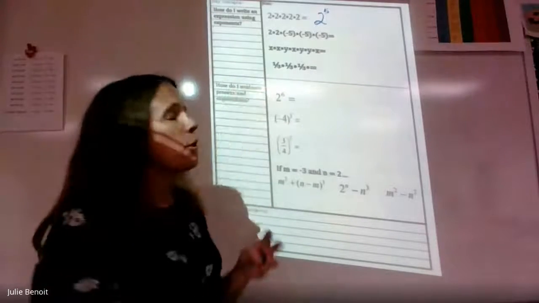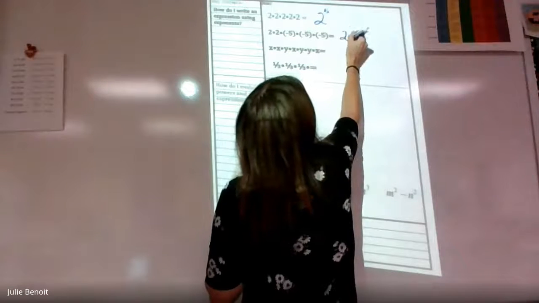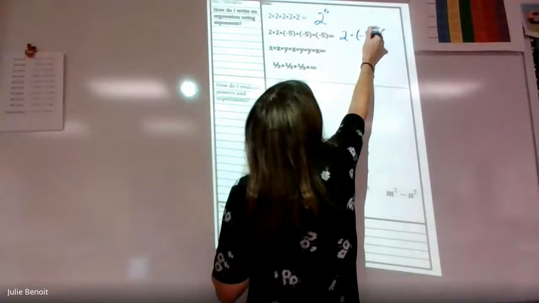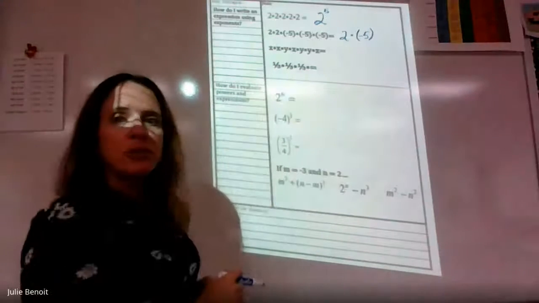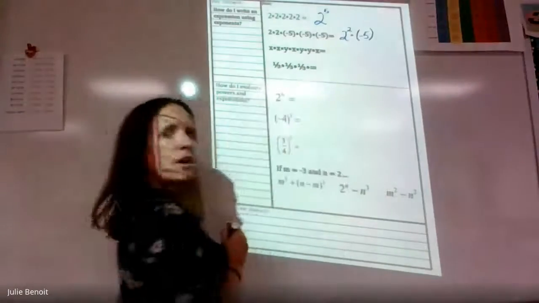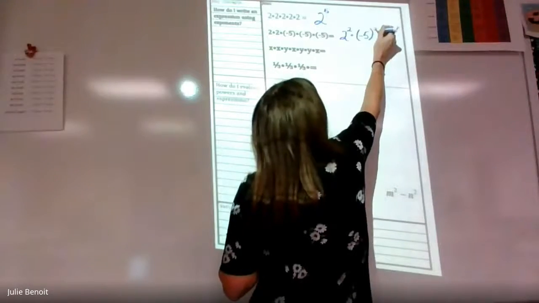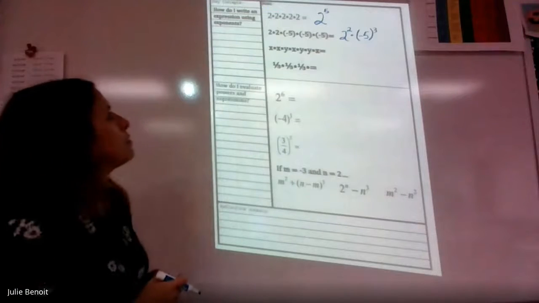Now this next example has 2 different bases. You have a 2, and you're multiplying that by a -5. How many 2's do you have? There's 2, so that's 2 squared. How many -5's do you have? 1, 2, 3, so that's to the 3rd power. Okay, and we're stopping there because we're just writing with exponents.